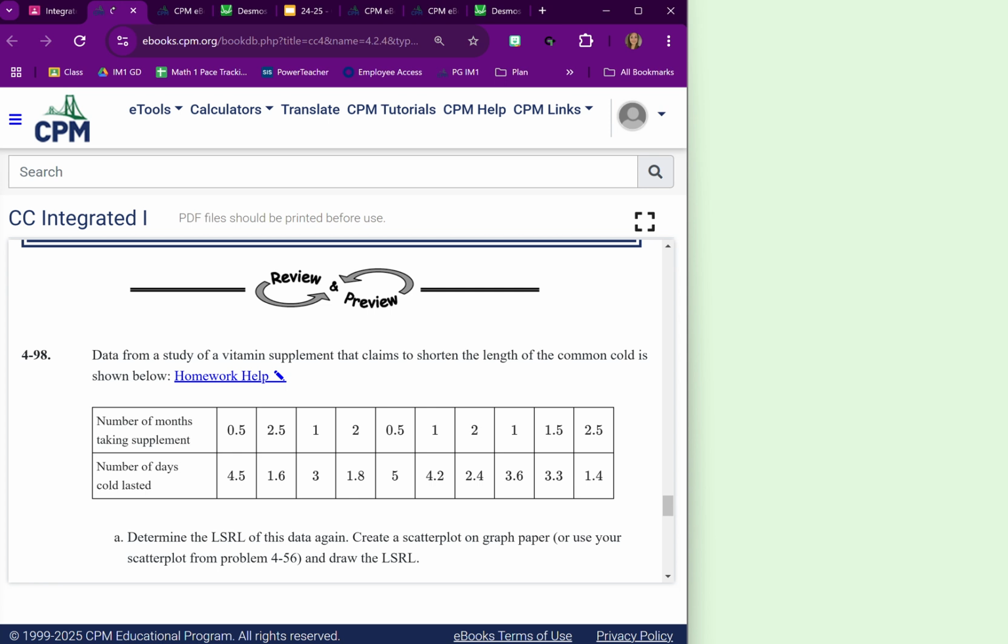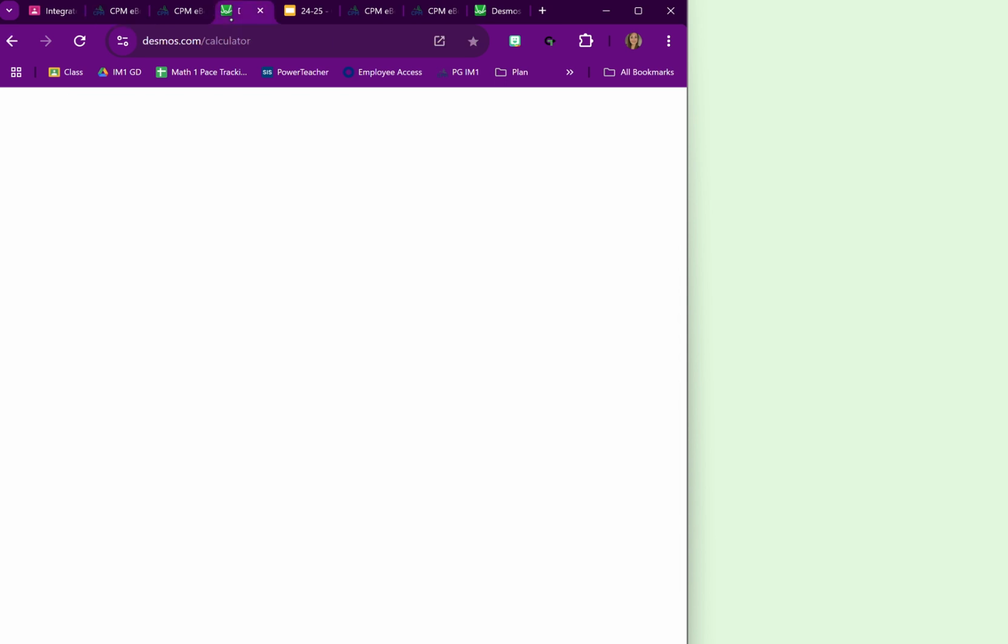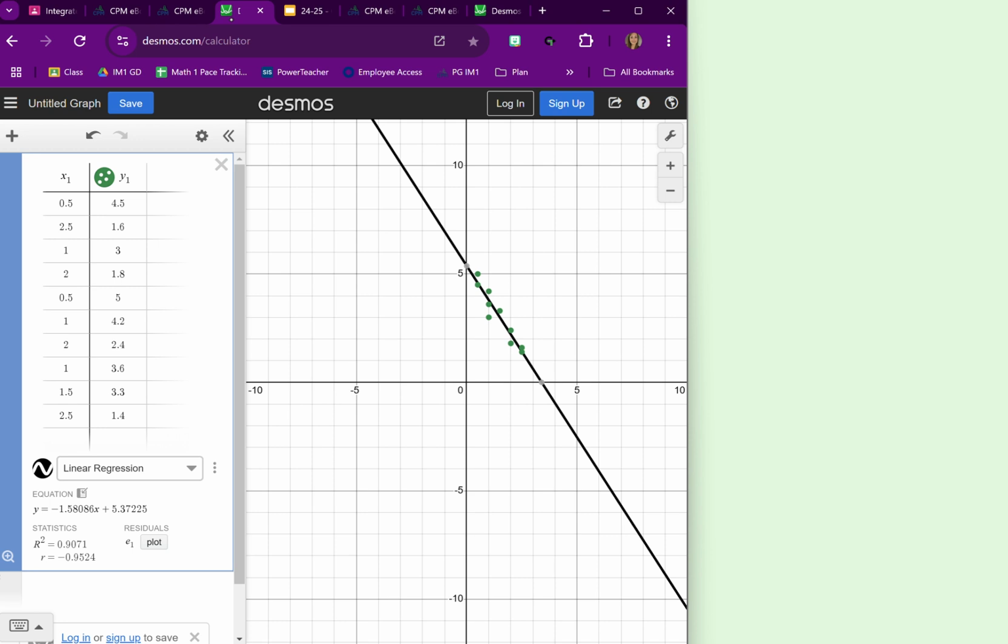Okay, so for 498, data from a study of a vitamin supplement that claims to shorten the length of a common cold is shown below. Okay, the irony in this problem. So the first thing I did was I took this data and I put it into Desmos. My first row was my X's and the second one was my Y's. There was a button up here in the top left I pressed to get the line of best fit to show, and that's my linear regression. Okay, you can see it down here.